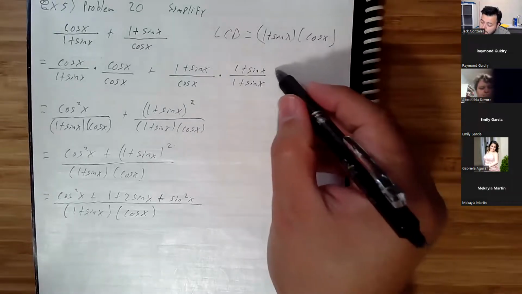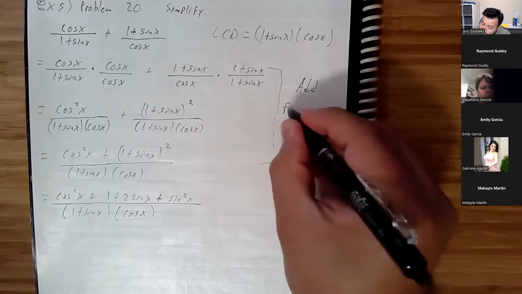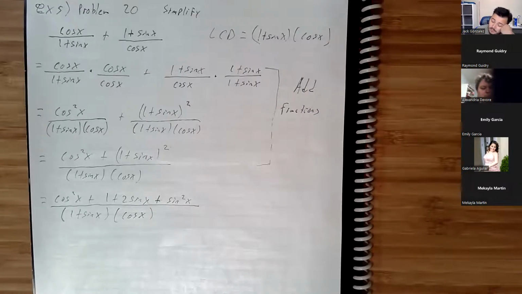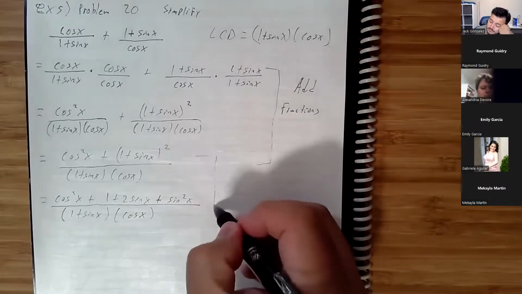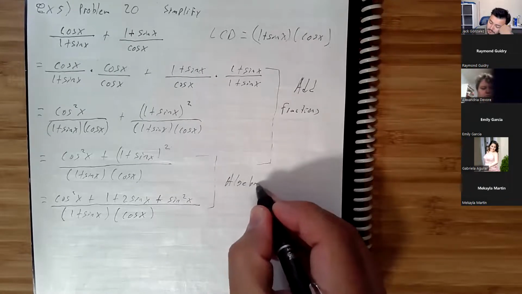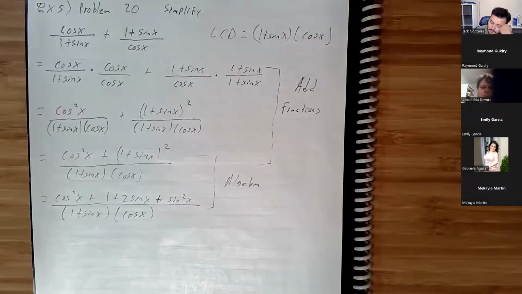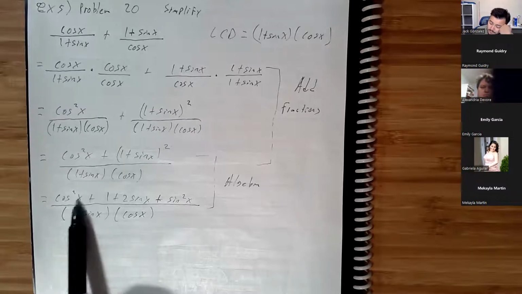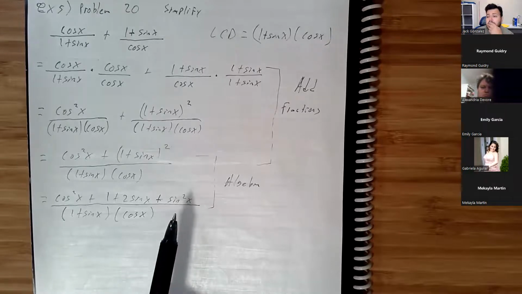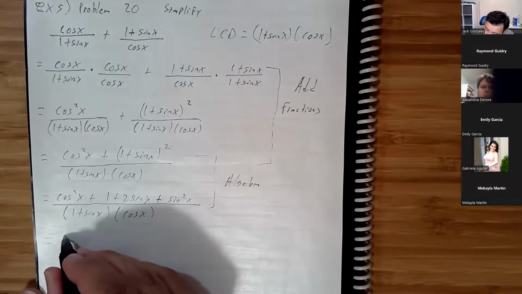This first step right here is just add fractions. Nothing crazy. Then from here to here, we just did some algebra. We multiplied out this term. Now, notice we have a cosine squared and a sine squared. They're both positive. I'll put them together so you can see it more obviously.